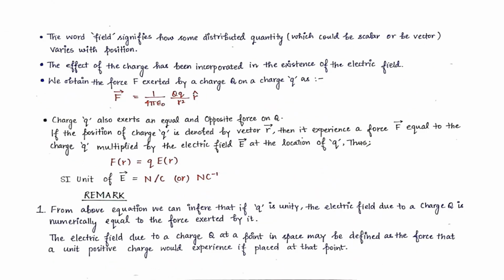The word field signifies how some distributed quantity, which could be a scalar or a vector, varies with position. Field varies according to the magnitude of charge, but it also varies according to the distance from the charge. Okay.